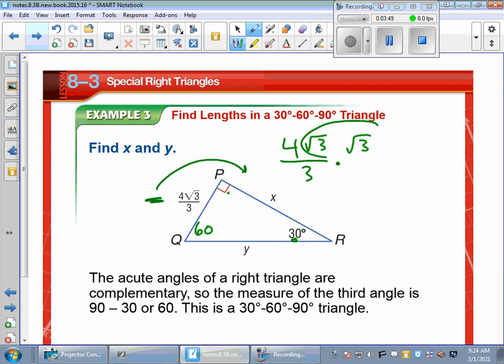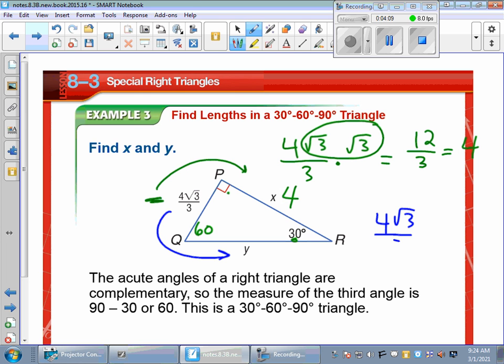Okay, so now this is a pair of 3's. So really now that's 3 times 4. This is 12 divided by 3, which I would hope that you reduce to 4. So this is 4. We want to go also from the short leg to the hypotenuse. You're multiplying by 2. So 4 square roots of 3 over 3.